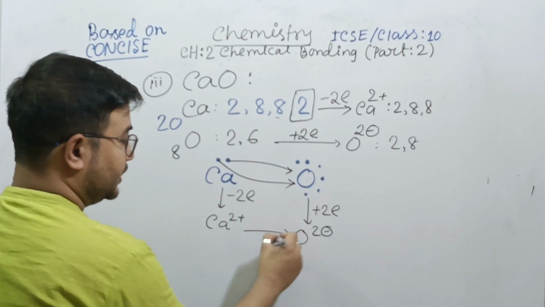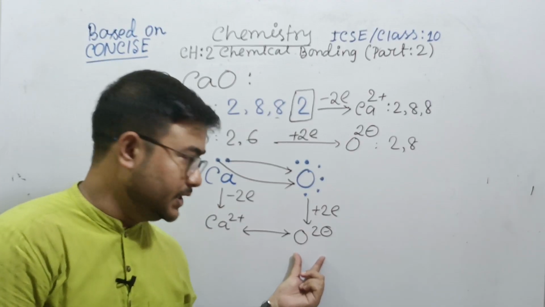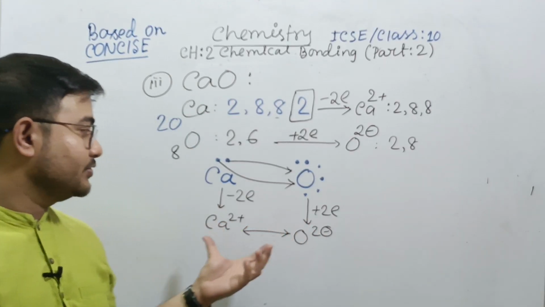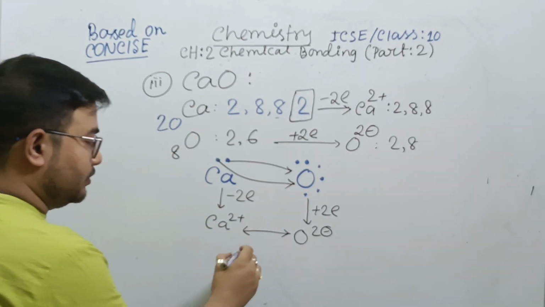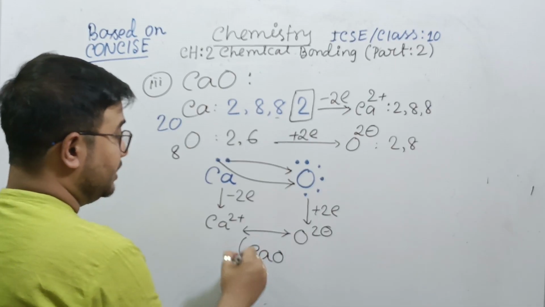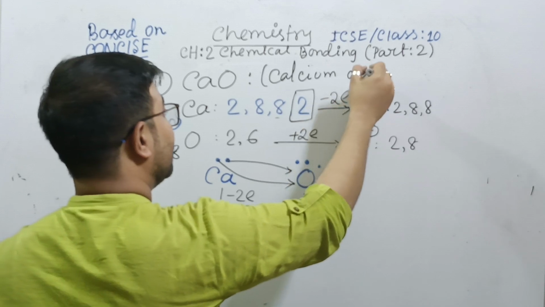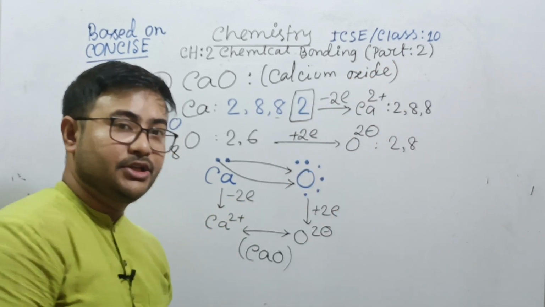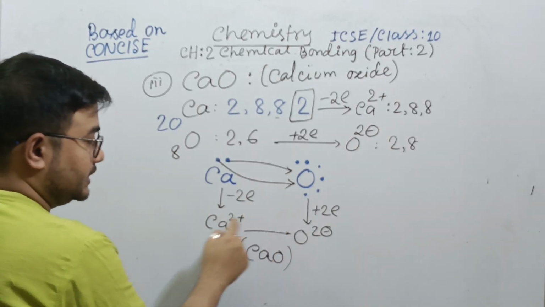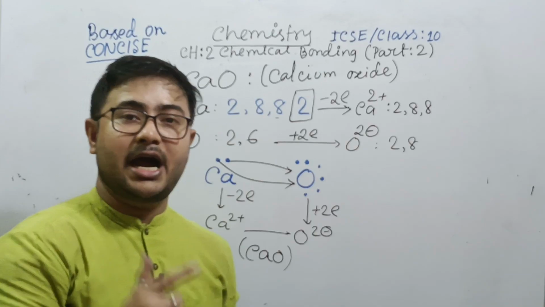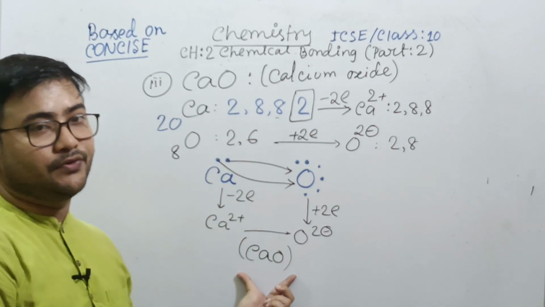Okay, so now 2 oppositely charged ions, cation and anion respectively, come close to each other and attract by Coulombic force of attraction and form the compound CaO. Name is calcium oxide. Okay, so can anyone tell me what is the name of this bond between Ca2 plus and O2 minus? Ionic bond or electrovalent bond. The name of the compound is ionic compound or electrovalent compound.